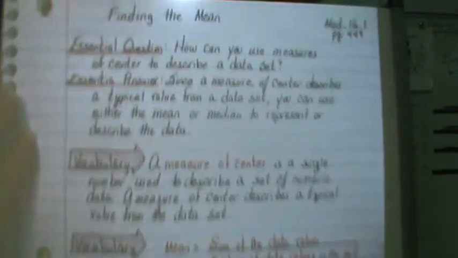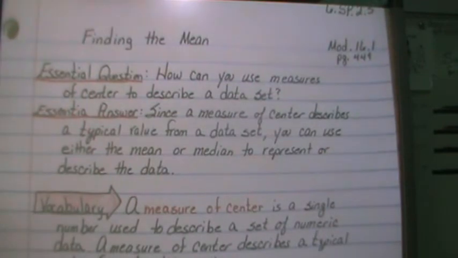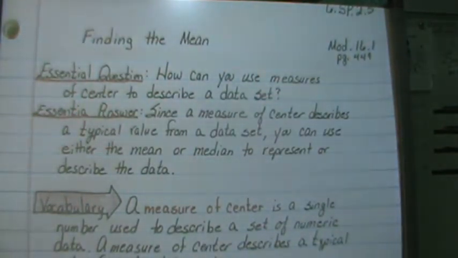Okay, so this is the meat of the lesson right here. You're going to find the mean. That's where we start. We're on page 449. You'll find 449 in the document that you downloaded off of Focus.